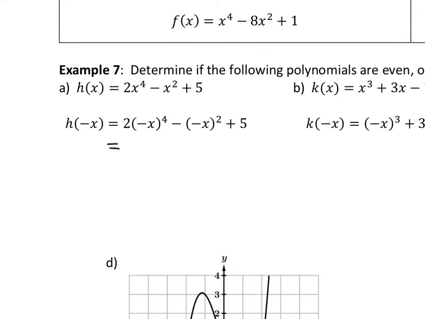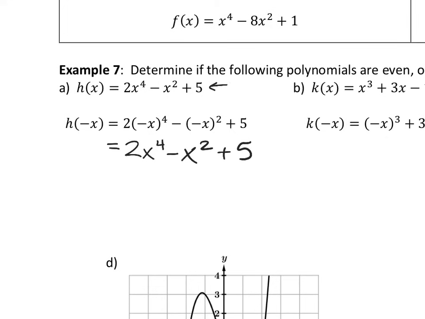If we evaluate, so we're going to do some math. What is a negative number to the 4th power? Which means it would be negative times negative times negative times negative. Positive, which means this little section is still 2x to the 4th power, because a negative times a negative times a negative times a negative is positive. What about the second part? What is negative x squared? Negative times negative is positive, so this is positive x squared. I didn't plug anything in on the 5.